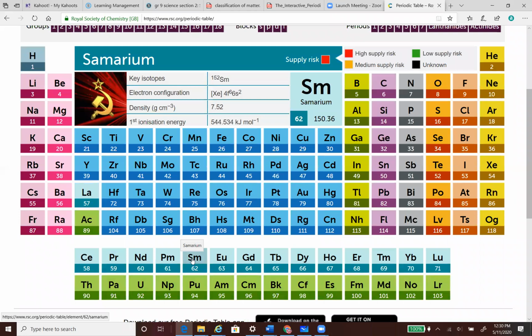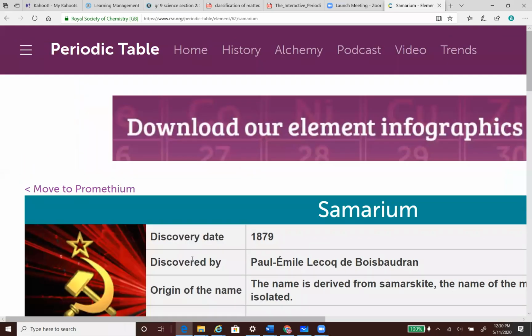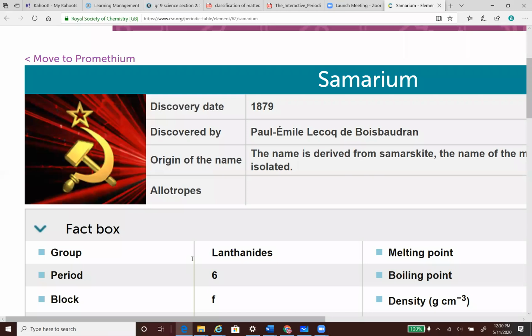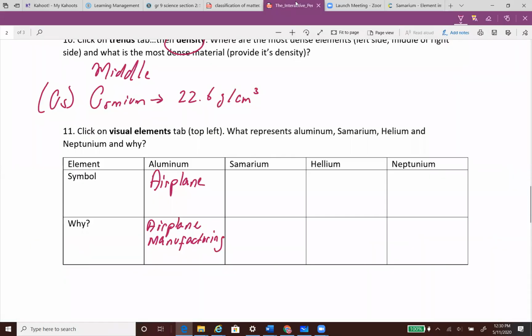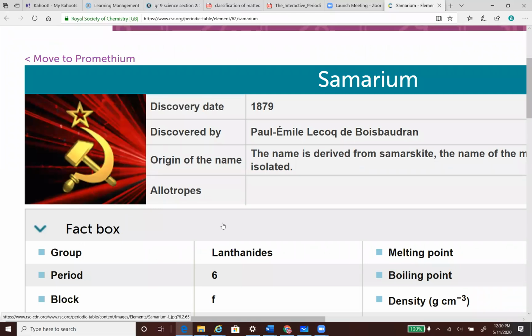Samarium is interesting. So samarium has a symbol. I don't know if you can see that. Maybe I don't know if this will make it bigger. Let's see. Okay, so in this symbol, you see a sickle and a hammer and a star, and you see all those rays. So I'm just going to write sickle, hammer, star, and all those rays. See all the rays in this image? All these lines represent rays of light.